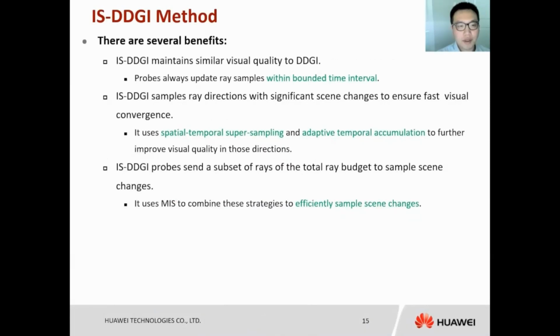There are several benefits. One is that our approach maintains visual quality similar to the original DDGI. Second, our approach samples ray directions with significant scene changes to ensure fast visual convergence by using spatial temporal supersampling and adaptive temporal accumulation. And finally, our approach sends only a subset of the total ray budget to sample scene changes, compared to DDGI, by using MIS to combine these ray sampling strategies.